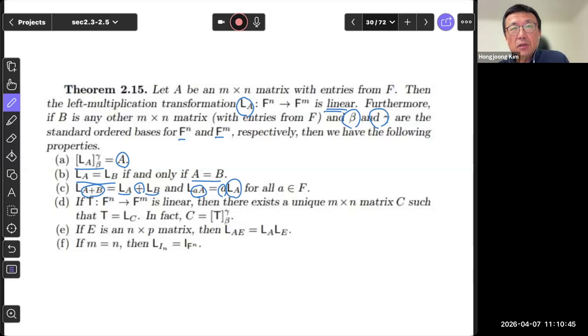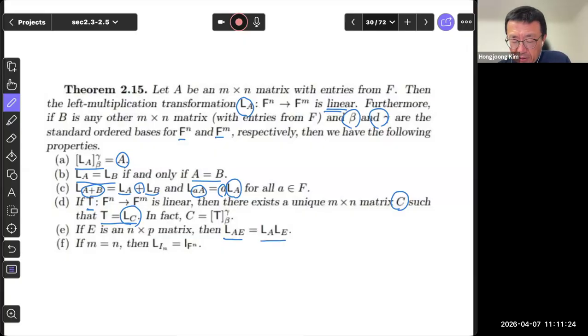And if T is a linear mapping from Fn to Fm, then there will be some C matrix representing it, and this T is left multiplication by C, and this C will be unique. And if E is n by p, this will be the same as this.